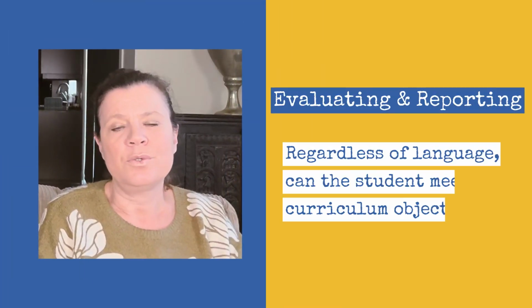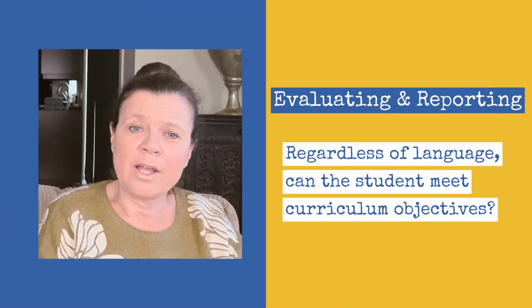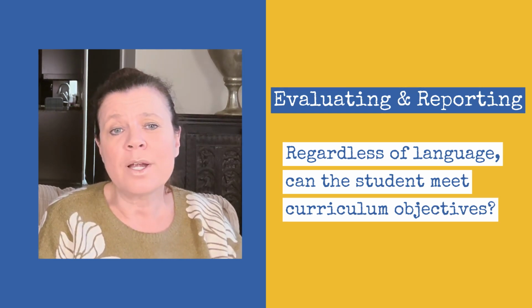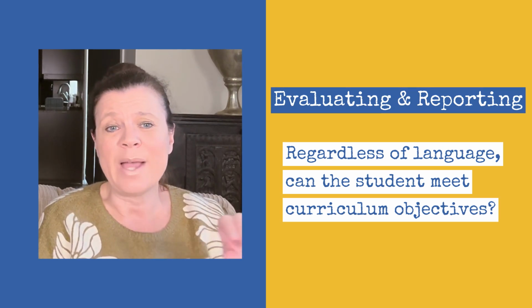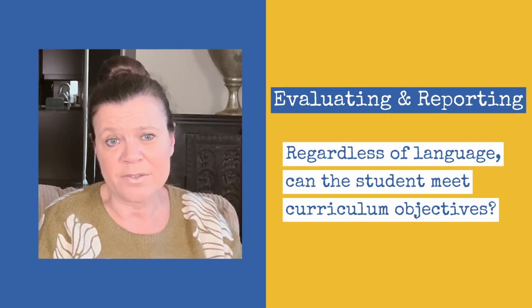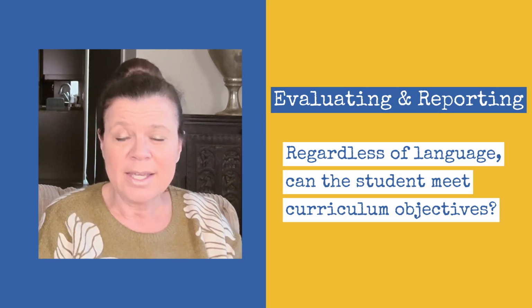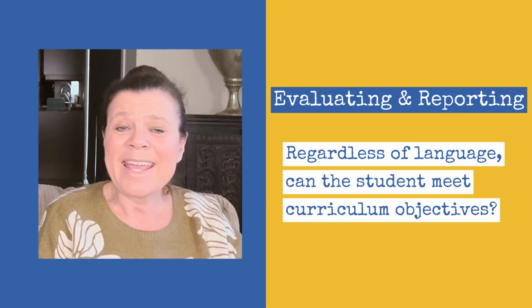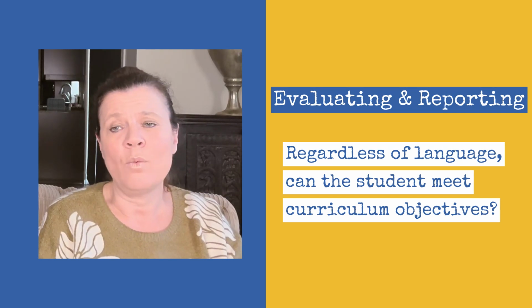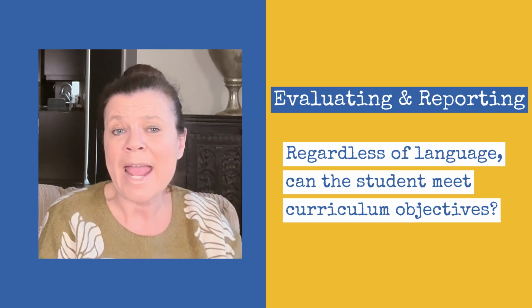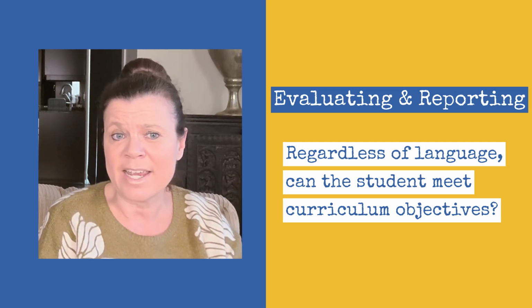So when it comes to evaluating and reporting on your beginner ELL's progress, it's important to keep in mind that what you are essentially looking for when it comes to academic content is, could they meet curriculum objectives in some way, shape, or form, regardless of language, in science, math, social, art? Because if they can, then there is no reason why they can't receive a performing at grade level or a proficient or an A or a B in those subject areas.